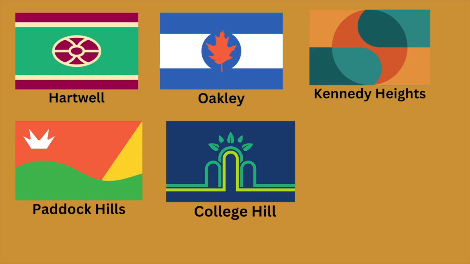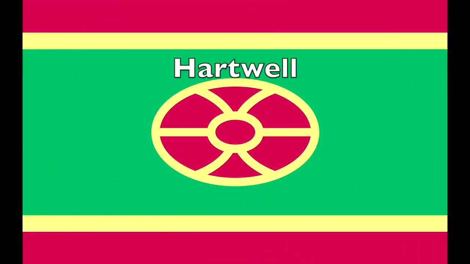The next group of neighborhoods to join Cincinnati are Hartwell, Oakley, Kennedy Heights, Paddock Hills, and College Hill from 1912 to 1923. Hartwell, named after John W. Hartwell, the vice president of the Cincinnati, Hamilton, and Dayton Railway.